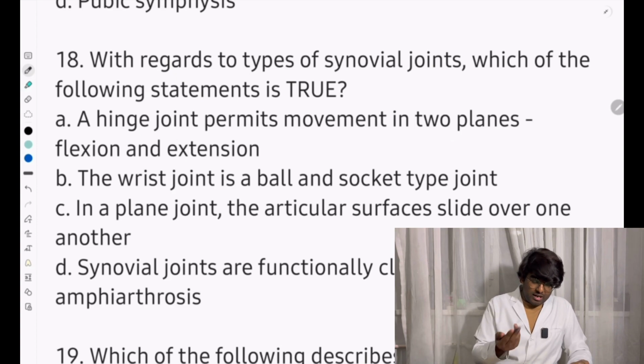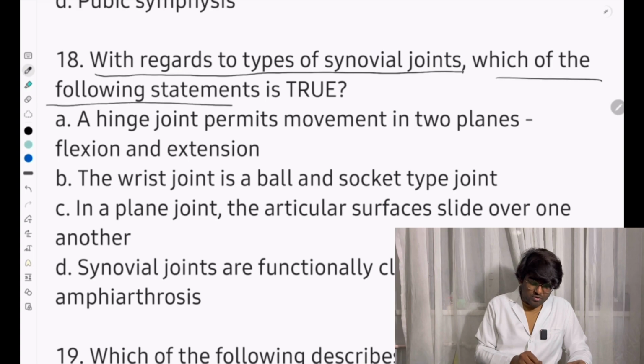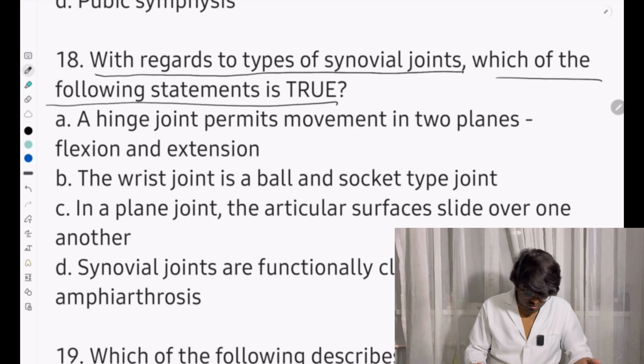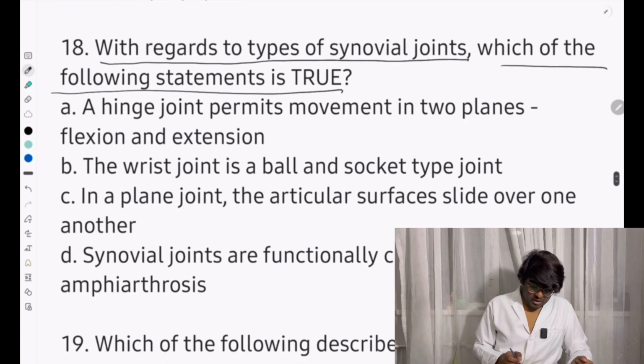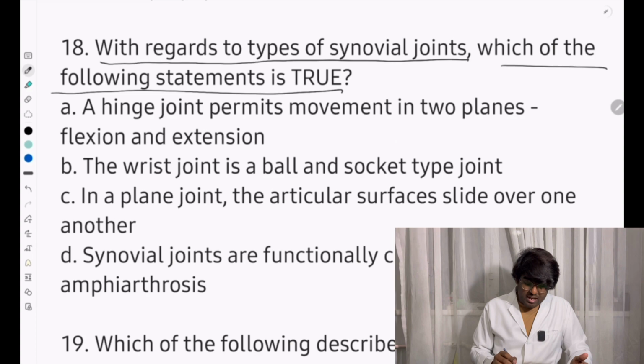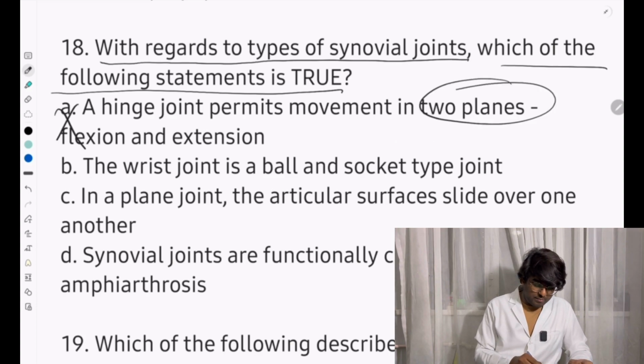Read the question again. With regards to type of synovial joint, which of the following statements is true? They are asking about the true statement here. The hinge joint permits movement in two planes, flexion and extension. Two planes? No, it's not the right answer. The wrist joint is a ball and socket type of joint, and never, it will never be.